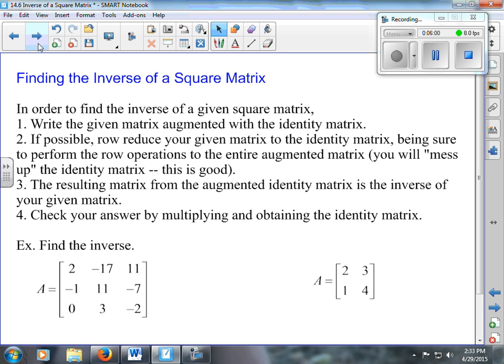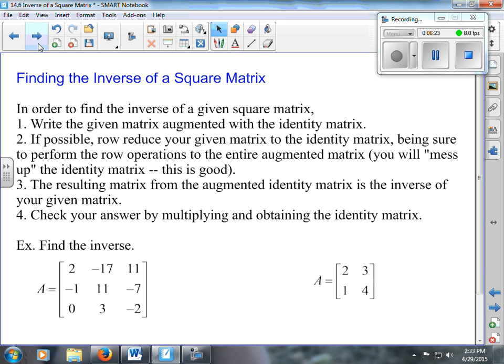Well, we're going to do 2 examples. I'm going to show you a shortcut, and I'm going to show you how we use it. To do that, we're going to write the given matrix, augment it with the identity matrix for that particular size matrix. And then we're going to do row reductions, just like we did when we were solving systems of equations. Same thing.